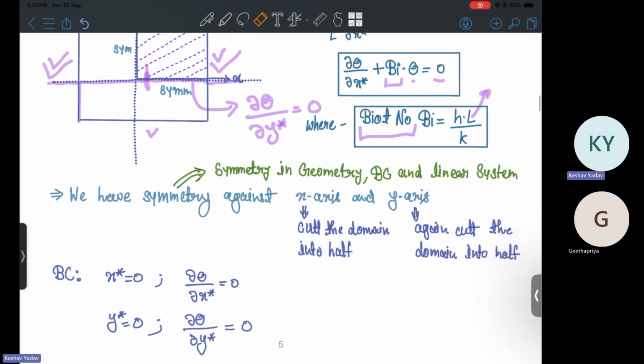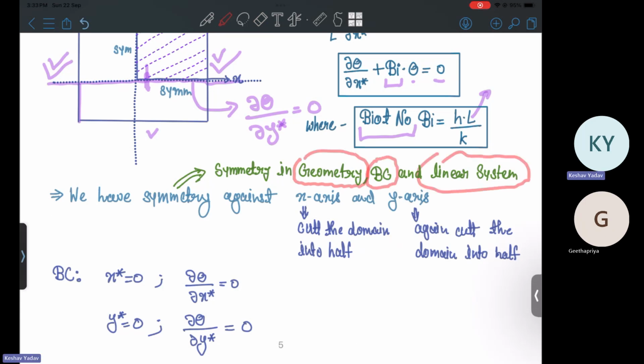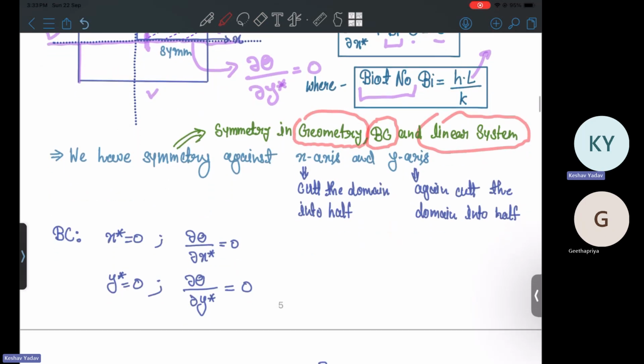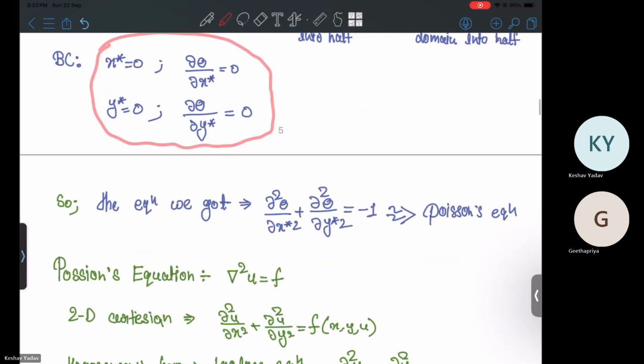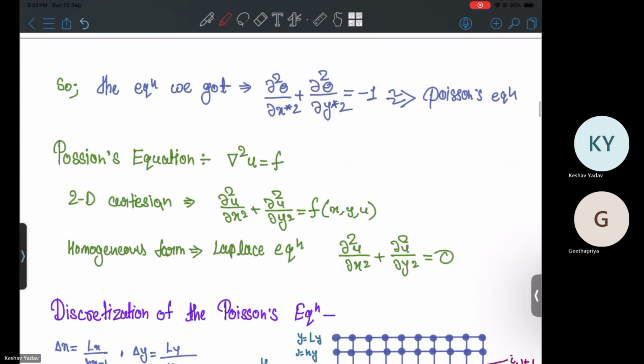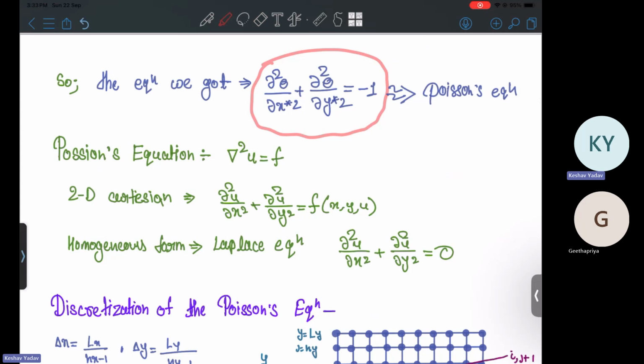So when there is geometrical symmetry, there is a symmetry in the boundary condition, and our differential equation is linear. The differential equation and the boundary condition are linear. Then only can we assume the symmetry. By considering the symmetry, this is the boundary condition that we got. Now, this equation is known as Poisson's equation. So now we'll see how to solve a Poisson equation.